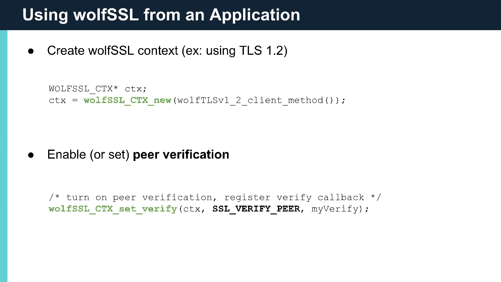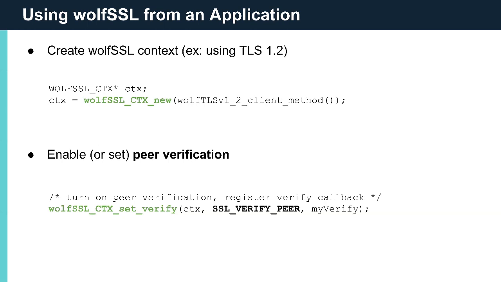Next, you could set or control how peer verification is done using the wolfSSL_CTX_set_verify function. This takes in a pointer to your context, an argument that indicates how you want verification done. So SSL_VERIFY_PEER will enable peer verification. And then the last argument there is a callback that you can write. So here we're calling a function we've written called myVerify. And when verification fails, wolfSSL will call that callback and give you some extra details. It allows you to inspect the certificates, look at what went on there, and then optionally you can override the verification at that point if you want to skip certain checks or continue the connection anyway.